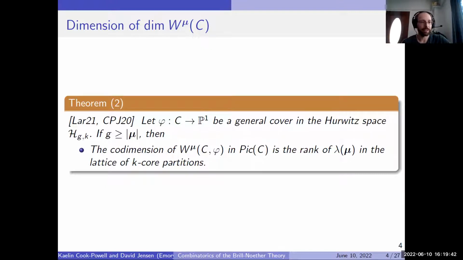You'll note I have some results where I'm listing publications as opposed to when they were developed. The second theorem is by Larson, myself and Dave Jensen, and it's talking about the dimension of the splitting loci. So I want to look at irreducible components of Brill-Noether loci, and then move on to discuss the dimensions of splitting loci, in that order.